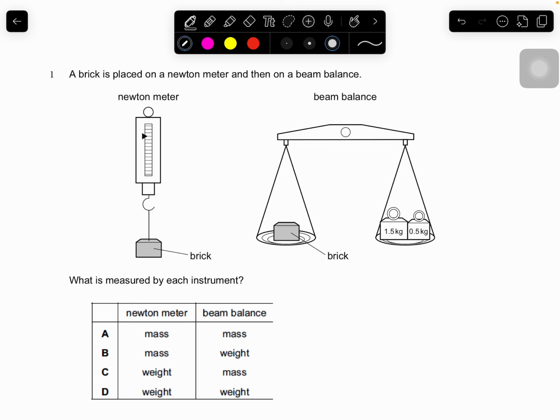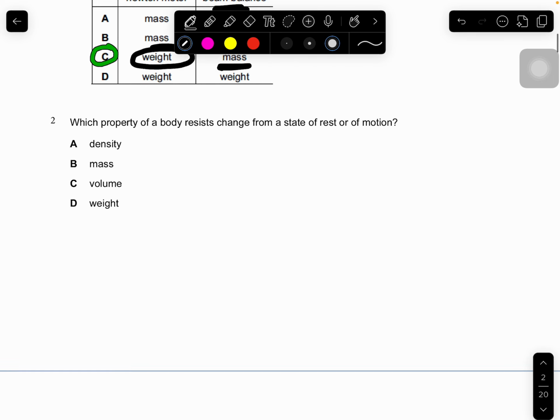The first problem says a brick is placed on a Newton meter and then on a beam balance. What's measured by each instrument? We just saw it. The Newton meter is going to measure the weight, and the balance measures the mass of the object. So our answer is C. Which property of a body resists change from a state of rest or motion? We saw it in the notes just now. It's mass. It's the measure of inertia. It measures how much reluctance a body is going to provide if you try to move it. The higher the mass of an object, the more reluctance it provides, so the higher the inertia.